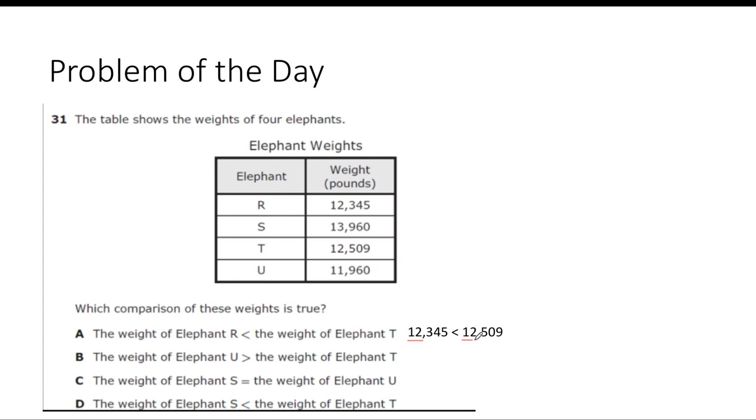Well, first I'm going to look at these numbers right here. I'm noticing that those are both 12,000, so that's not going to really help me compare my numbers. So now I'm going to go look at the hundreds place, and in the hundreds place I see that this is 3, so that represents 300, and I see that this is 5, so that represents 500.